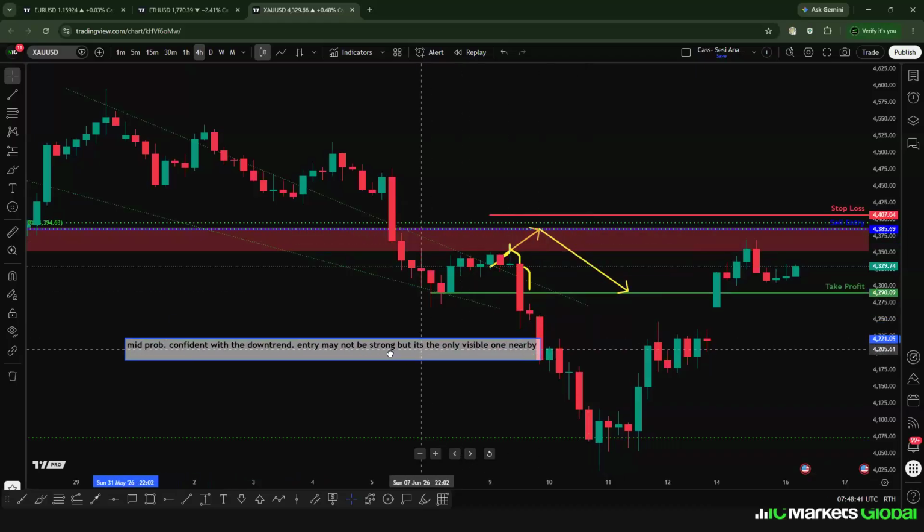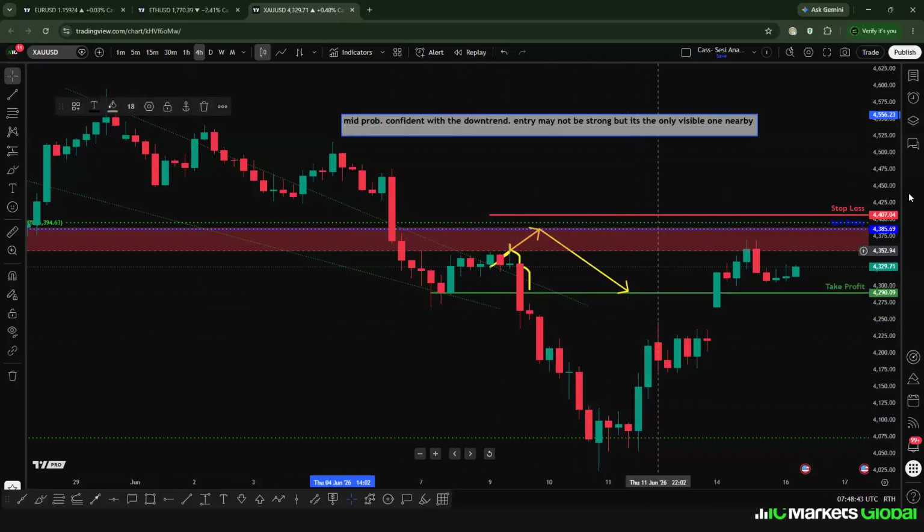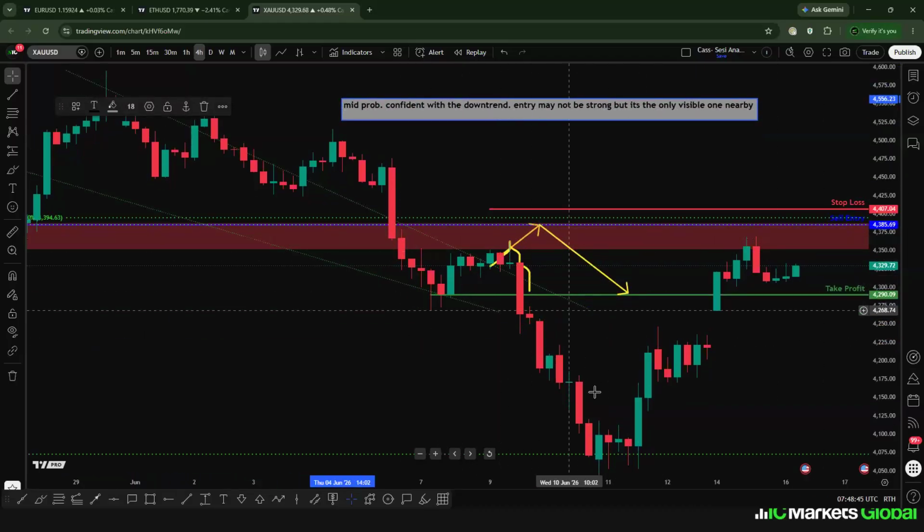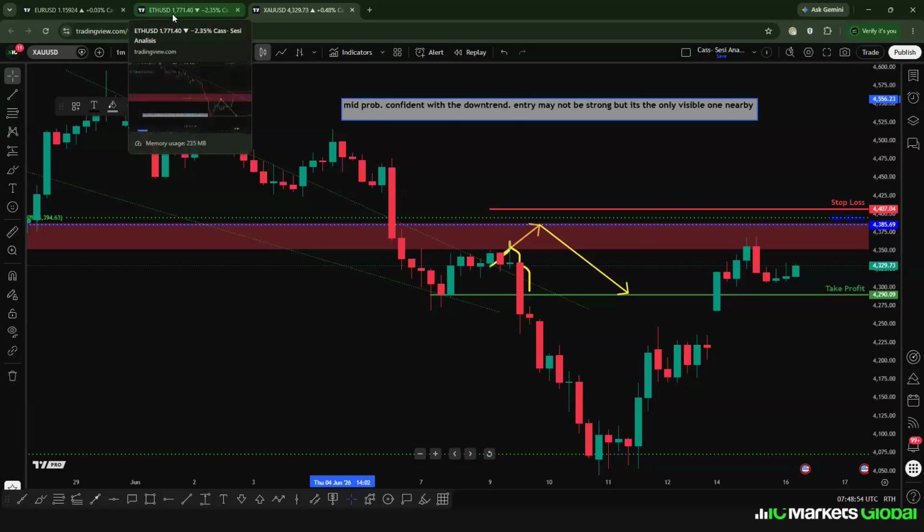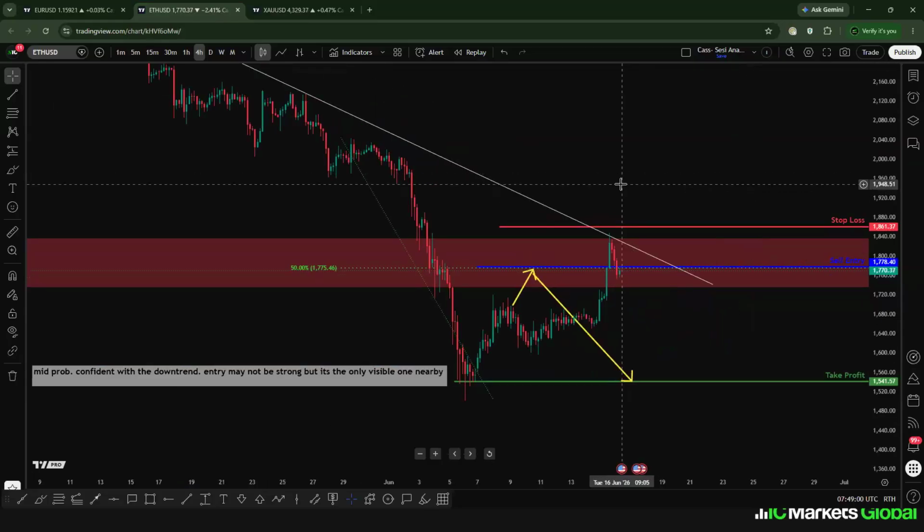I was not very confident with the entry, but I was confident with the directional bias. So I was confident that price is going down. I'm just not very sure where exactly price is going to go down from. Okay, so this worked out, just that I didn't personally get in. So that's the thing about trading, right? It's not just about your analysis, it's also about execution. So I didn't get in.